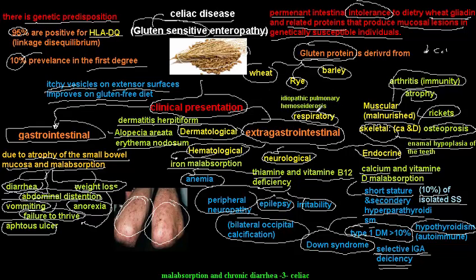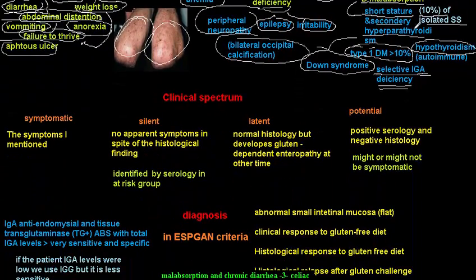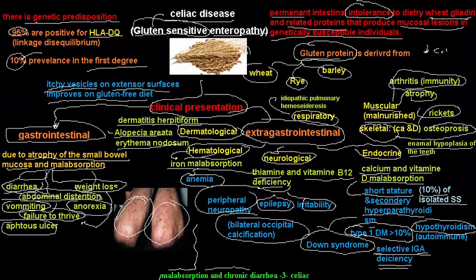The respiratory system may be affected also by what we call idiopathic pulmonary hemosiderosis. So please remember them systematically and you will never forget them, okay. Now let's get into the clinical spectrum. I told you that these are the clinical presentations of celiac disease, but does that mean that in each case of celiac disease, we'll have all these symptoms?